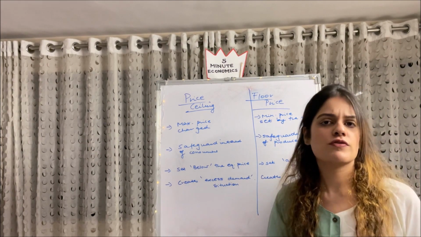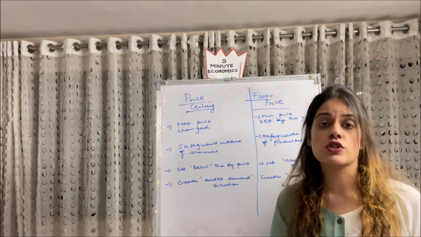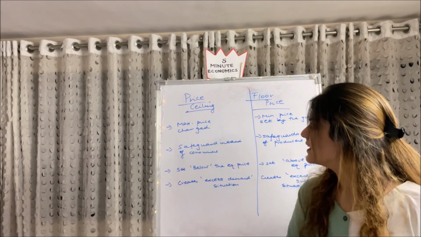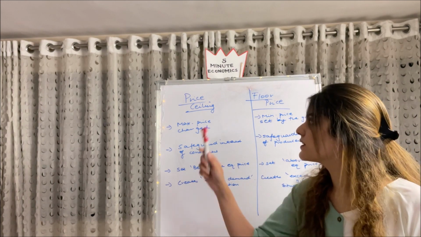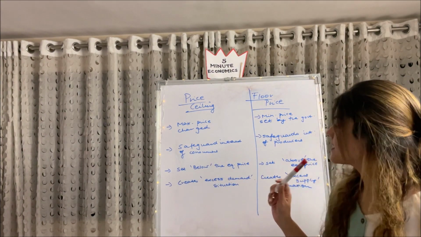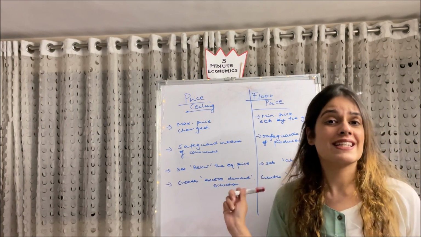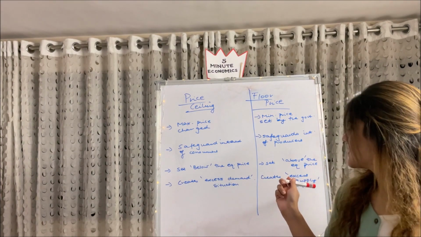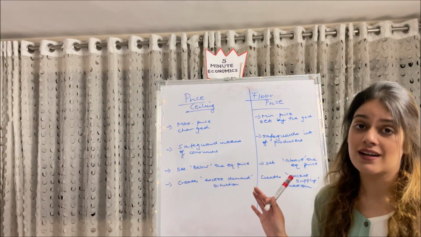Next, safeguard the interest of consumers. Obviously, price ceiling is for the welfare of consumers, and floor price is for the welfare of the producers or the farmers, right? And thirdly, always remember this, guys, you might get confused. Price ceiling is set below the equilibrium price, whereas floor price is set above the equilibrium price. This obviously creates a situation of excess demand, and this obviously creates a situation of excess supply. So these are the differences. You can have a look at them at a glance.